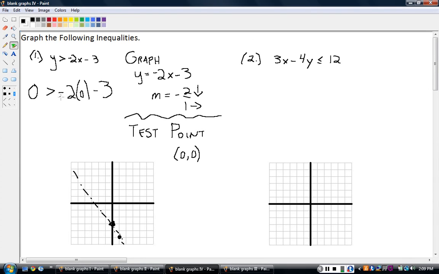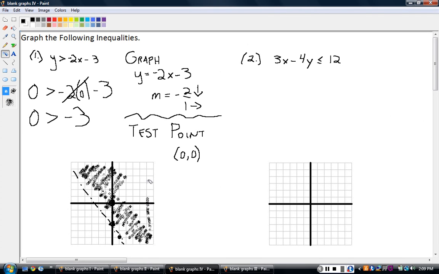Negative 2 times 0 is 0, so that's gone. Look what I'm left with: 0 is greater than negative 3. Is that true? Well, it is, right? So I know that this point is part of my solution set. That also means that everything else around that point has to be part of my solution set. So I shade everything on this side of the dotted line. All these points over here are solutions to that original inequality. You can test any one of these points, and it's going to work out.